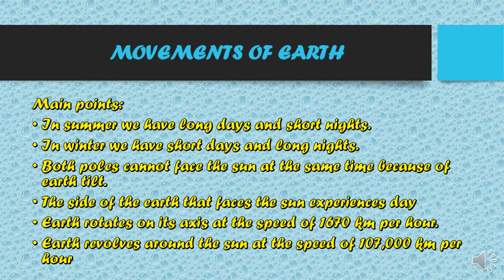Earth rotates on its own axis at the speed of 1670 km per hour. Earth revolves around the sun at the speed of 107,000 km per hour.